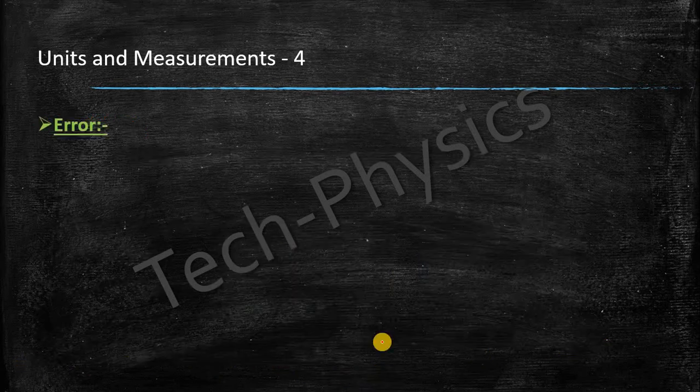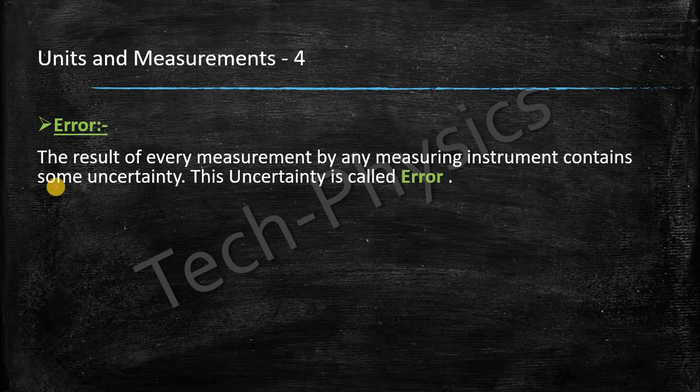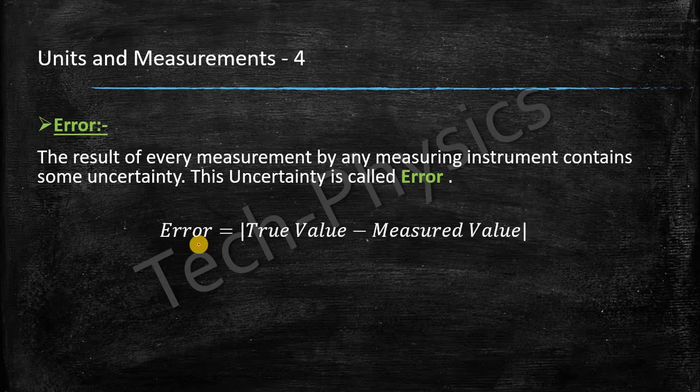So let us go to the third topic, that is error. The result of every measurement by any measuring instrument contains some uncertainty. This uncertainty is called nothing but error. Mathematically, we can say that the error is the magnitude of difference between true value and measured value.